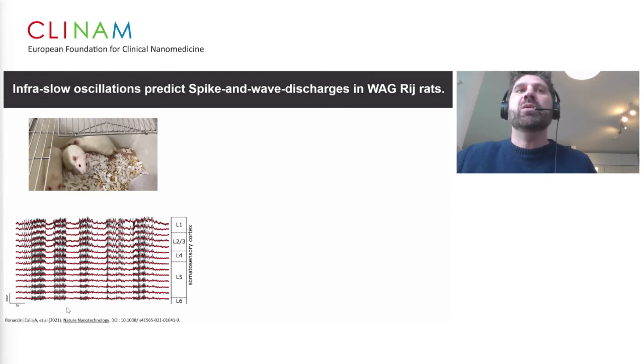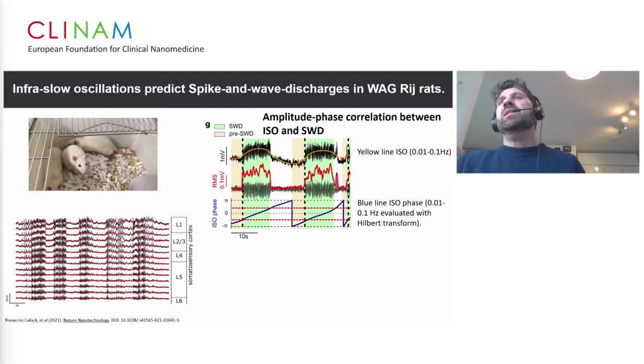This is a very long recording. And what we've done is to superimpose on this in red the very slow oscillation that is occurring with these spike and wave discharges. So if we zoom into this in a little bit more detail, we can actually see here in yellow is that very slow oscillation. And you can see as this oscillation begins to pick up on the up phase of this, this is when we typically see a spike and wave discharge initiated in the cortex.